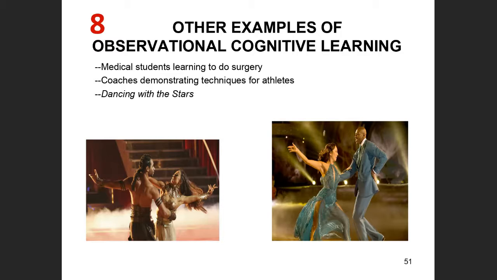But these are some other examples of observational cognitive learning. Medical students learn to do surgery by first observing the licensed surgeons doing their surgery. And of course, coaches use observational learning to teach athletes how to hit a goal or whatever. And then if you wanted to learn some dance moves, you could do it by watching Dancing with the Stars. So that's chapter 8. Now we'll move to chapter 9.